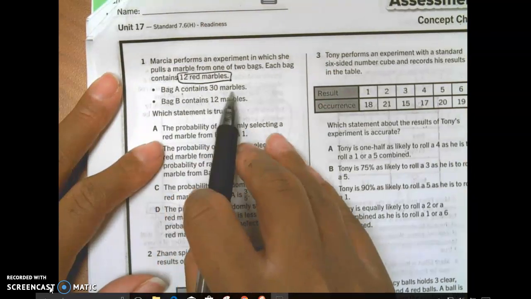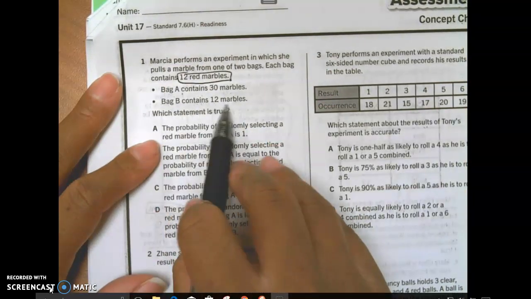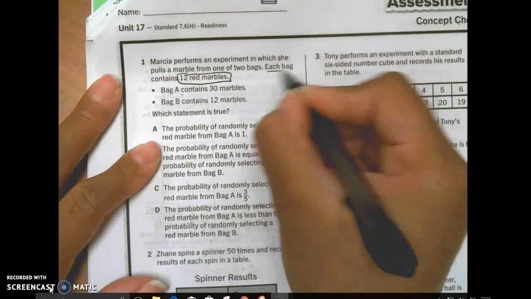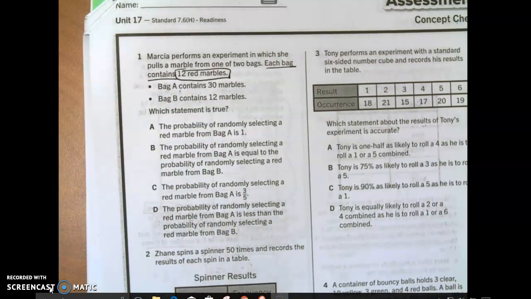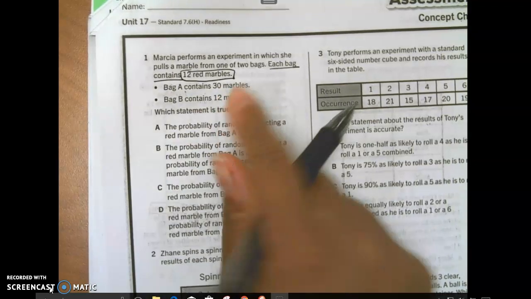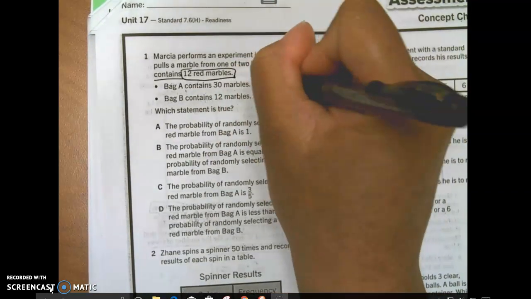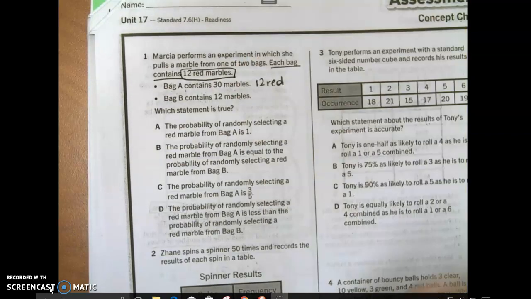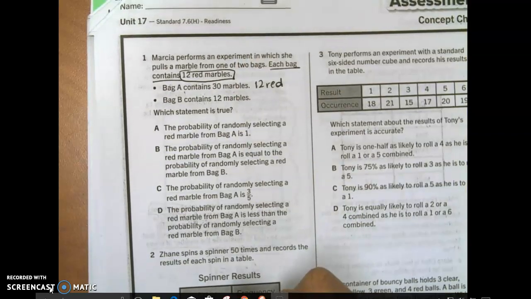Bag A contains 30 marbles and bag B contains 12 marbles. Each bag has 12 red marbles. So, what's in this bag? 30. 12 red. Is that all 30 of them? No. So then what's the rest?